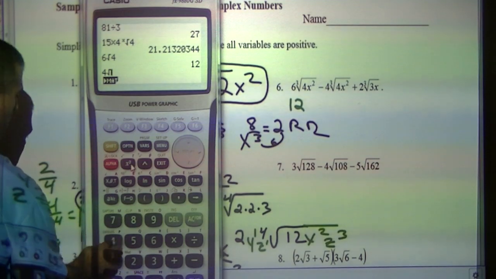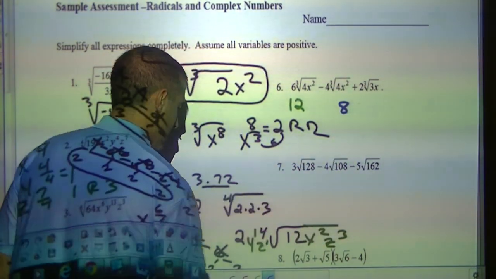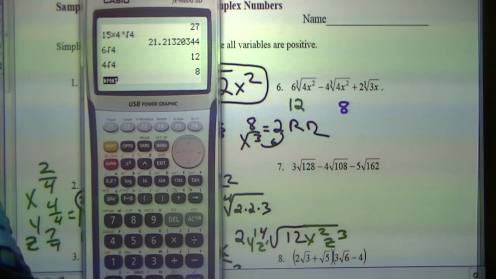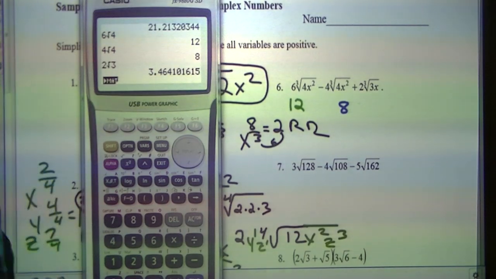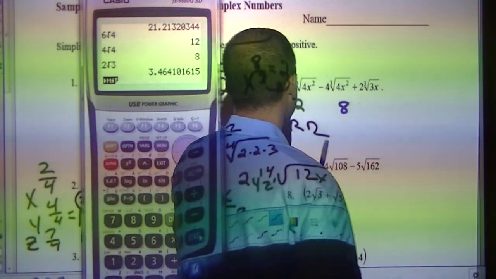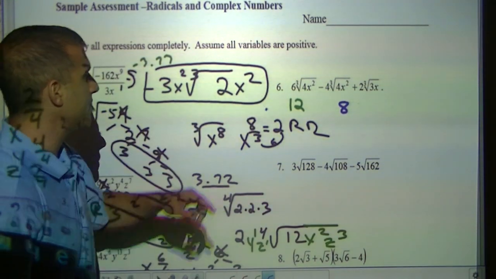4 square root of 4 is 8. Okay, got 8 there. And then I got 2 square root of 3. That's 3.46. Now, let's deal with the variables.